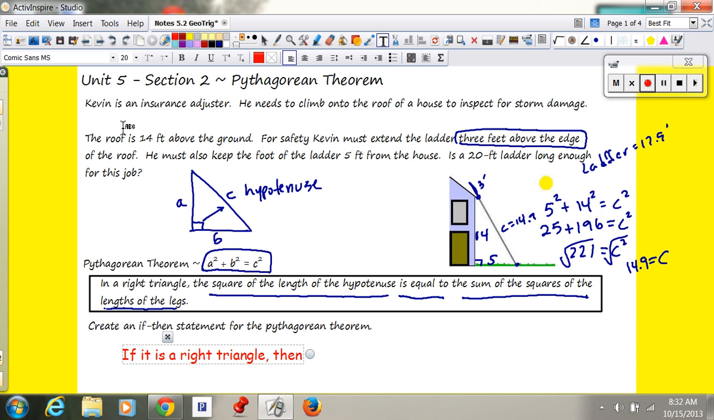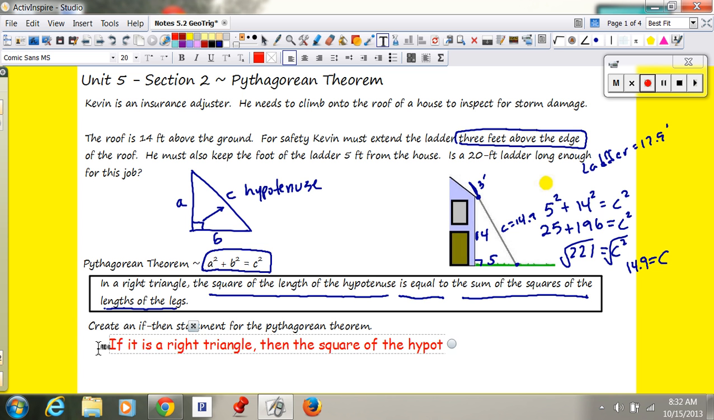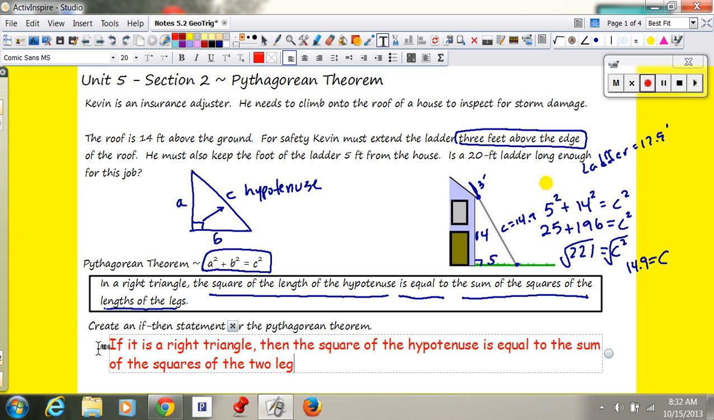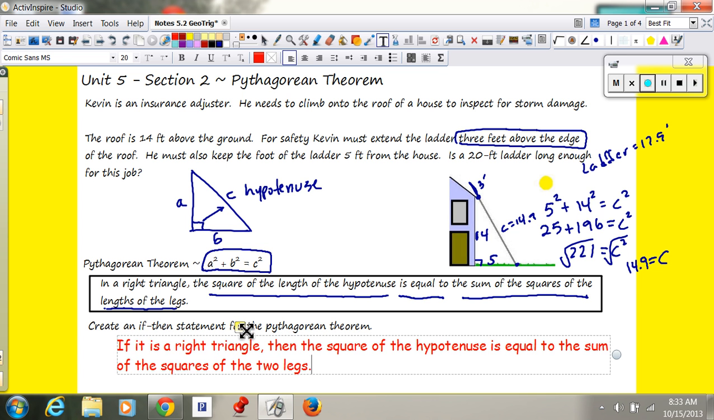Then what happens? If it's a right triangle, then the square of the hypotenuse is equal to the sum of the squares of the two legs. So there's an if-then statement for your Pythagorean theorem.